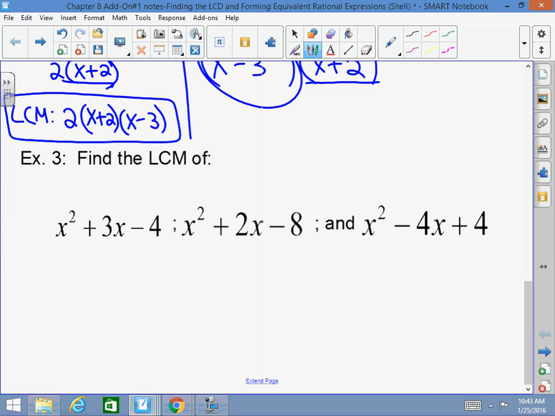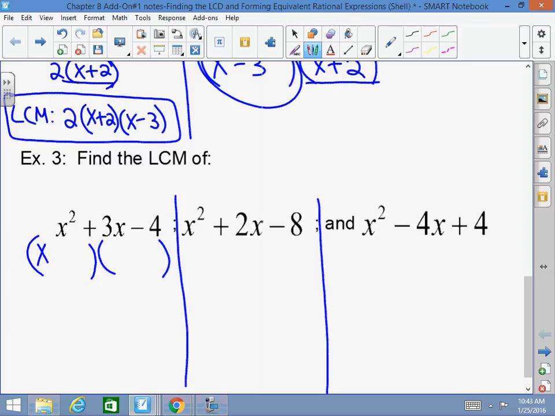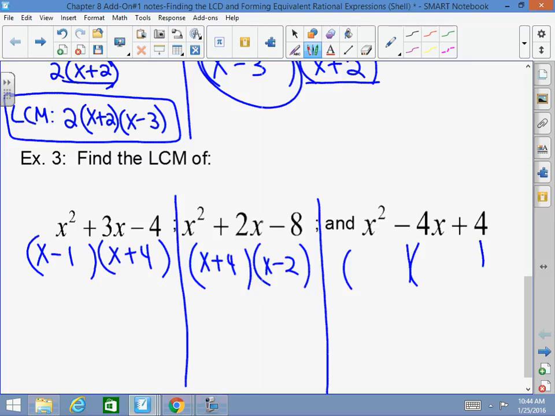How about this guy? All right. Let's factor all of these guys. This right here, what does it factor out to? X minus 1 and x plus 4. Beautiful. Well done, gentlemen. How about this bad boy right here? X plus 4, x minus 2. Thank you, gentlemen. Beautiful. And how about this bad boy? Okay, x minus 2, x minus 2. Excellent.